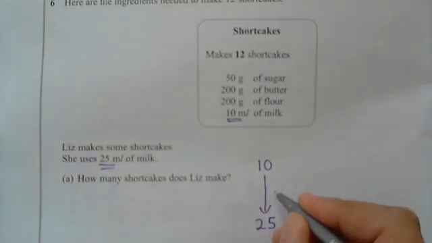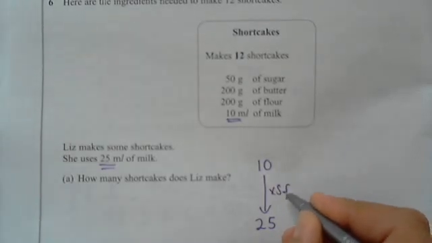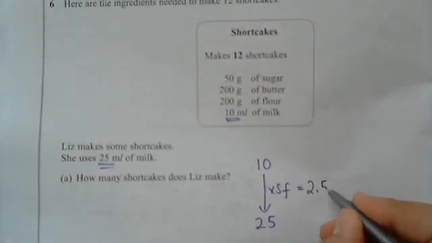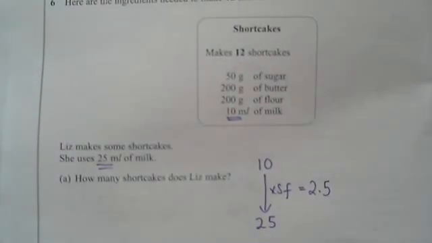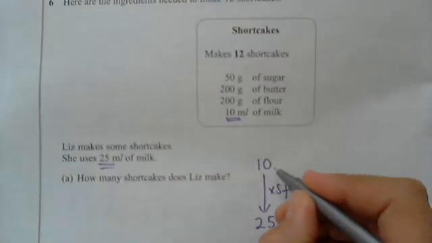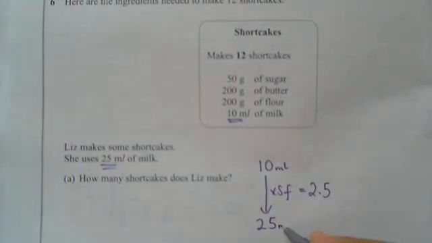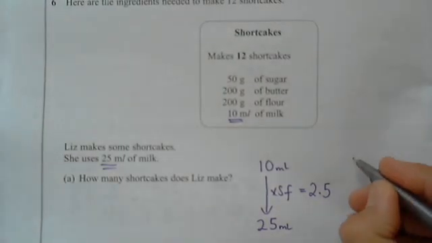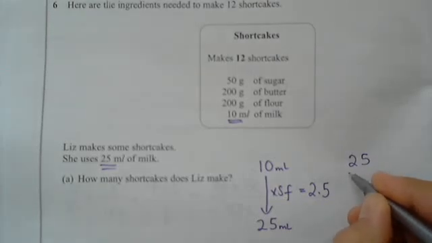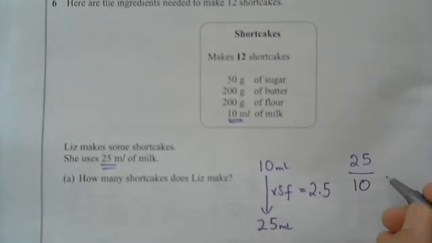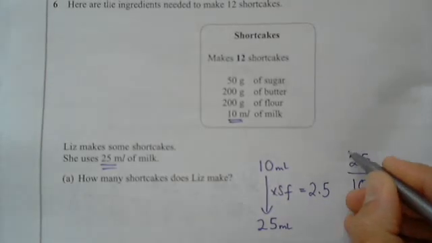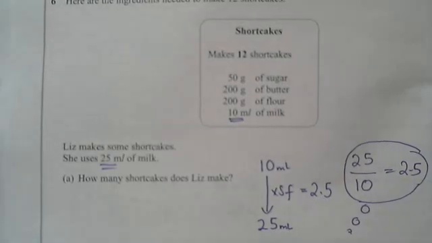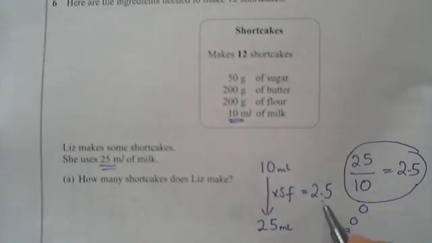We need to multiply. So our scale factor will be equal to 2.5. So we have increased the 10 milliliters to get to 25 milliliters by a factor of 2.5. And the way to work that out is to say, well, 25, reverse operation, divided by 10 will give us 2.5. So that's the calculation that I've done in my head. Okay, so our scale factor is 2.5 for this.